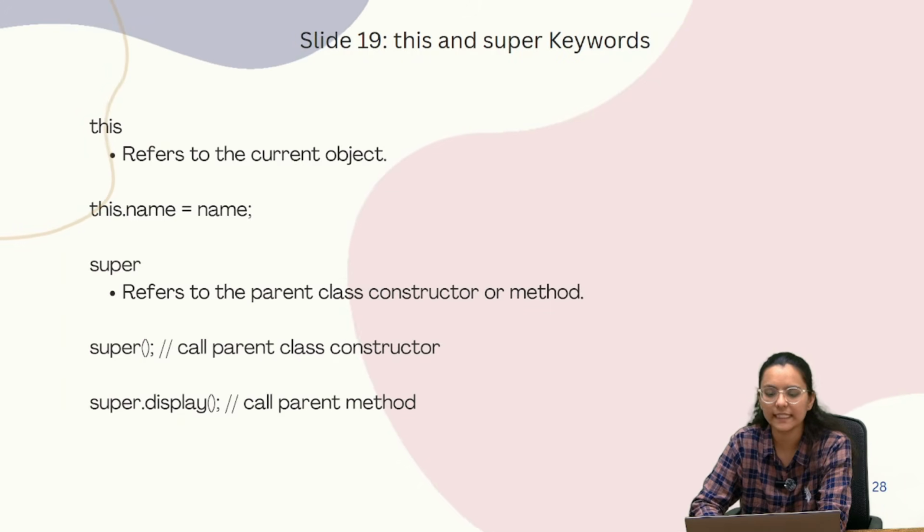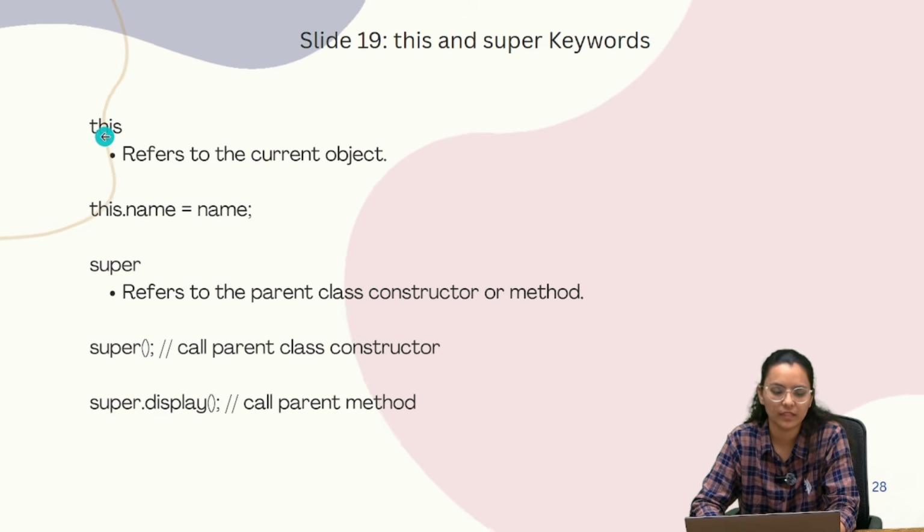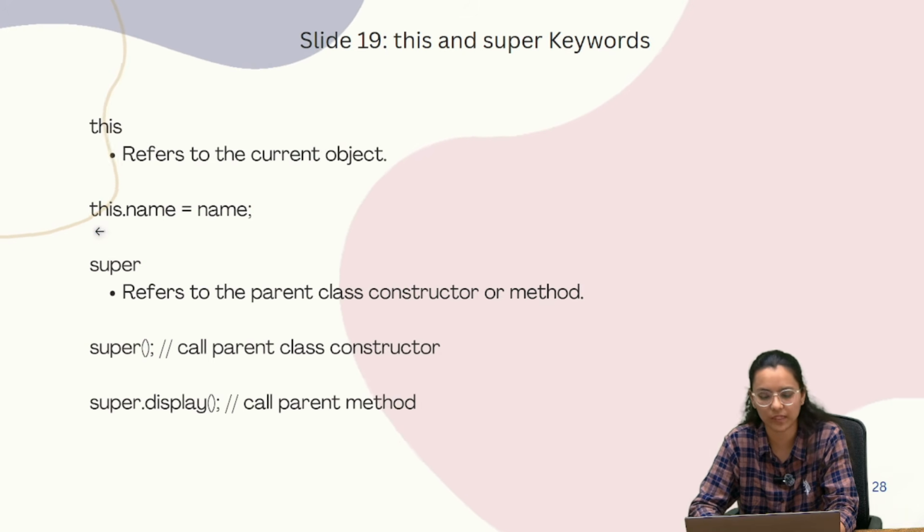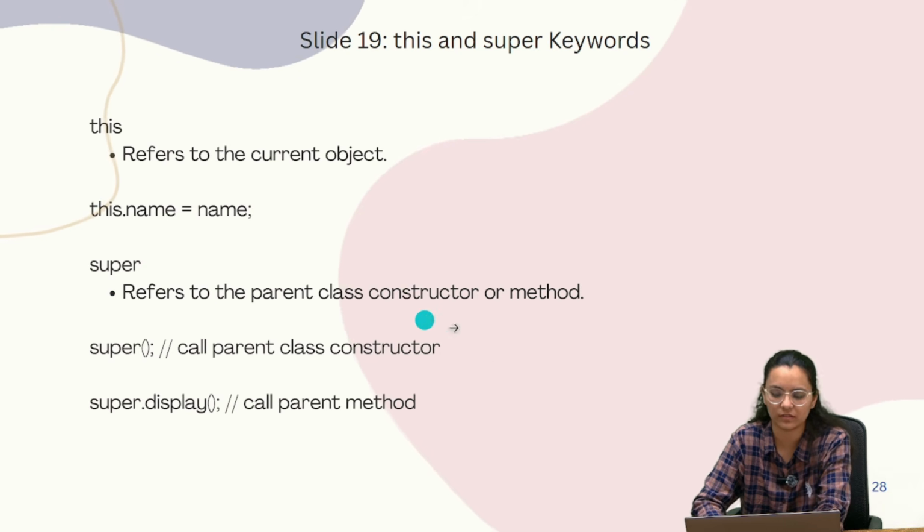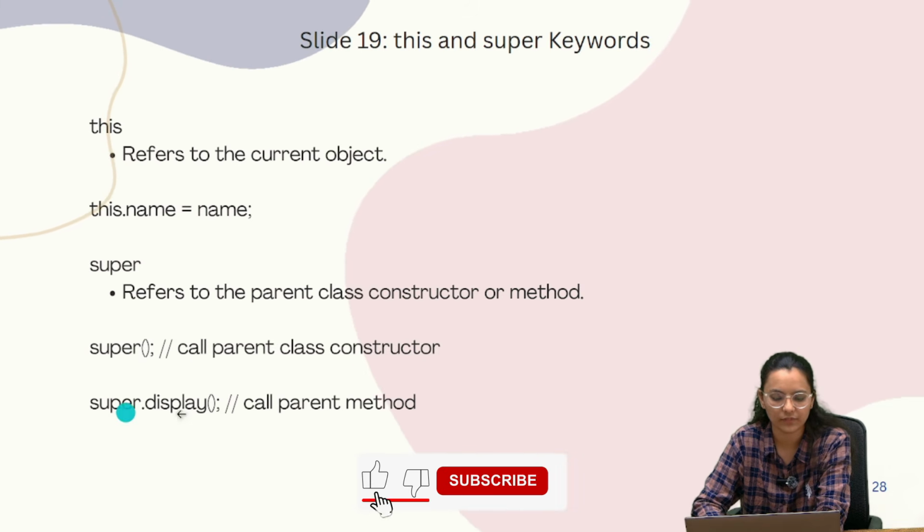Now here, this and super are keywords. This refers to the current object, so we can write this.name equals name. Super refers to the parent class constructor or method. So we write the super method to call the parent class constructor, or we write super.display method to call the parent method.